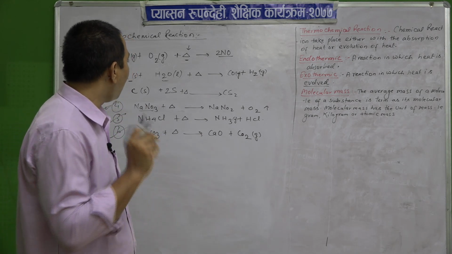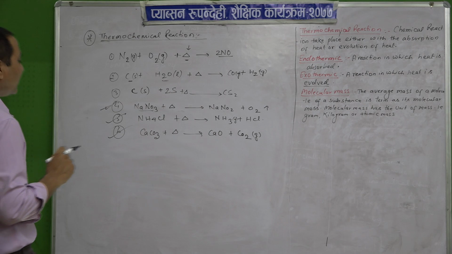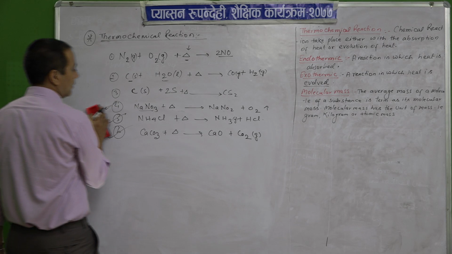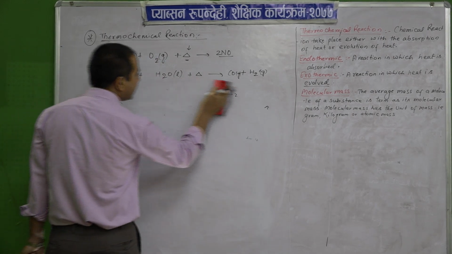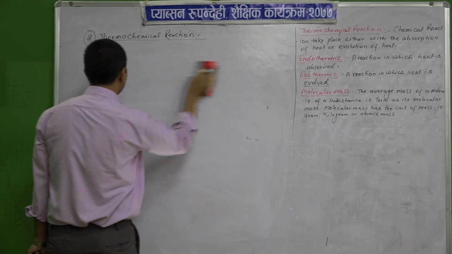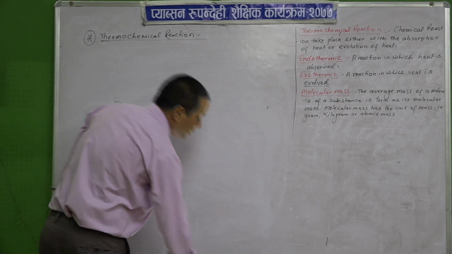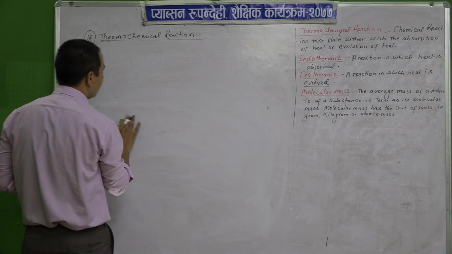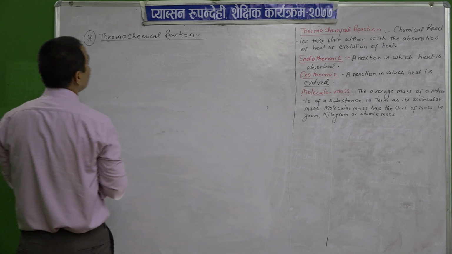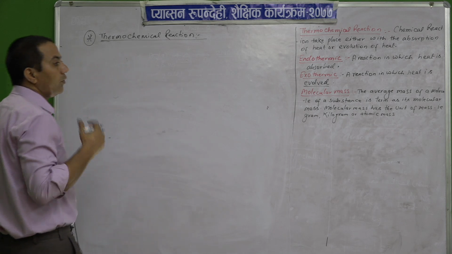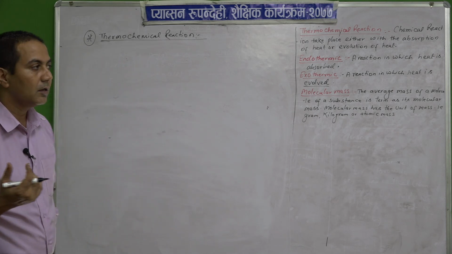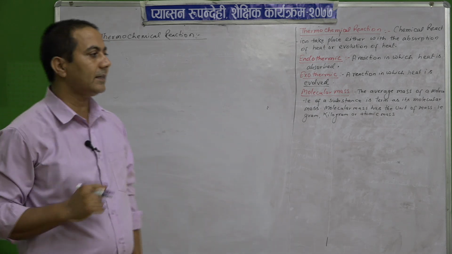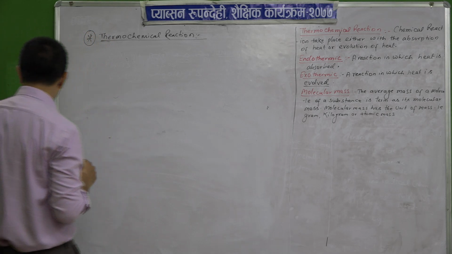Okay. Now let us take the examples of exothermic reactions. Exo means what I said? Exo means outside. So let us take examples of exothermic reactions. In these reactions, heat is released.